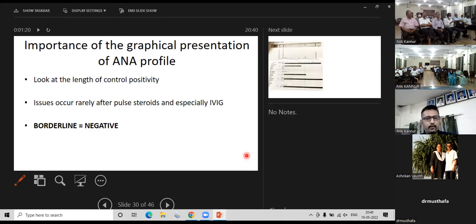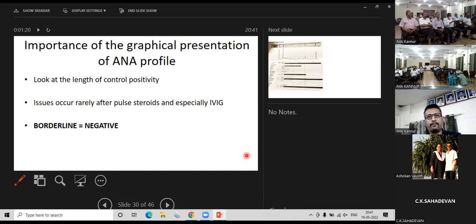So then next we come to the graphical representation of ANA profile. It is always important to look at the length of the control positivity. I'll come to that in the next slide. Issues can rarely occur after pulse steroids, and especially in patients who have received IVIG. The control positivity might be reduced. In that case, we'll have to look at the other positivities in context of the control positivity. And always remember, borderline positivity is taken as negative.